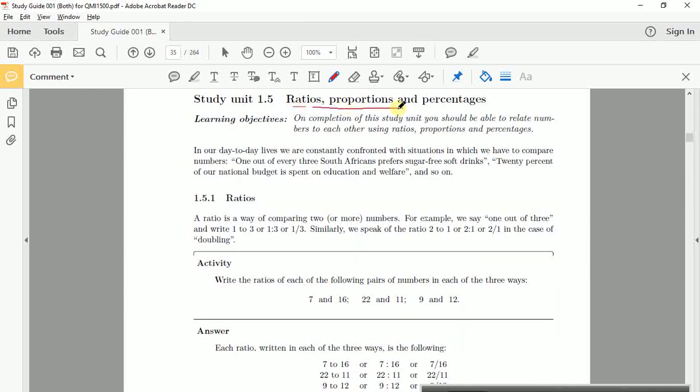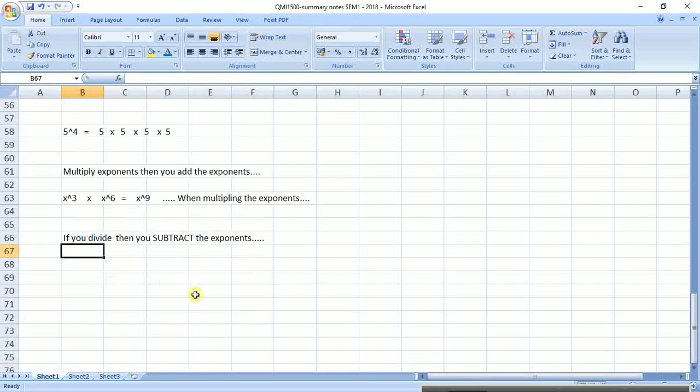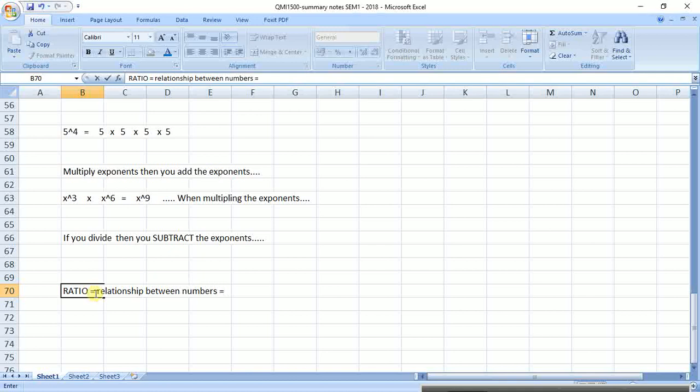Ratios, proportions, and percentages. What is a ratio? It's a relationship between numbers. So if I have, for example, baking or cooking or something that requires specific quantities of something. Baking is probably the best example. What does baking do? It uses a ratio of maybe flour to water, and to other things as well. So that's a ratio.